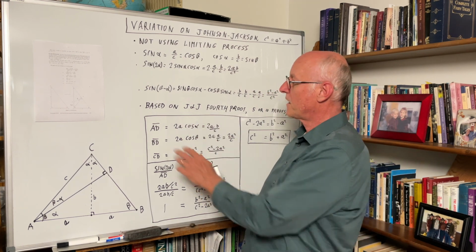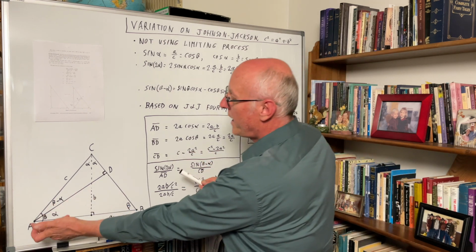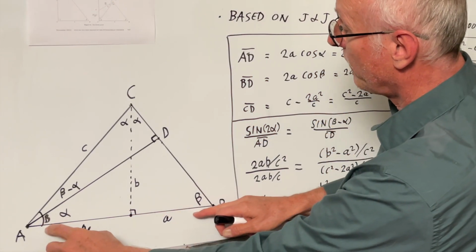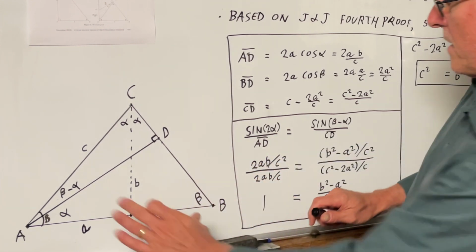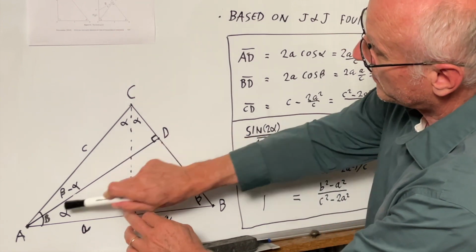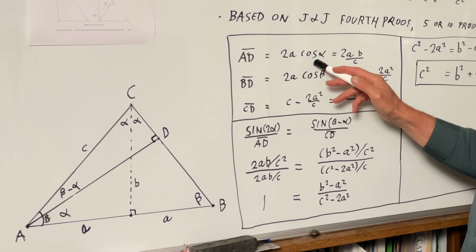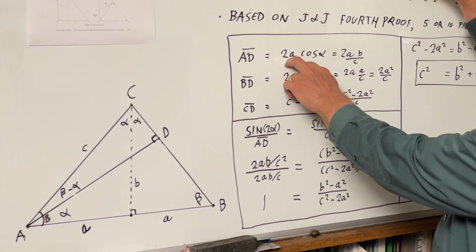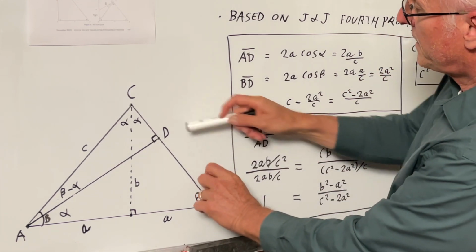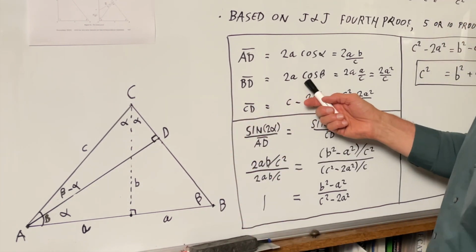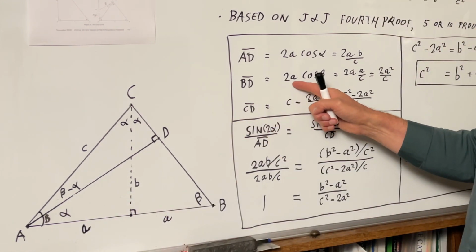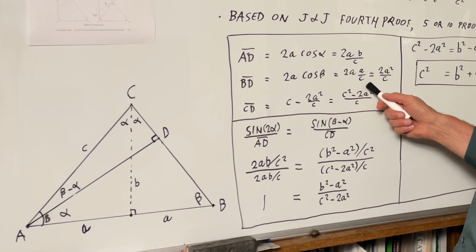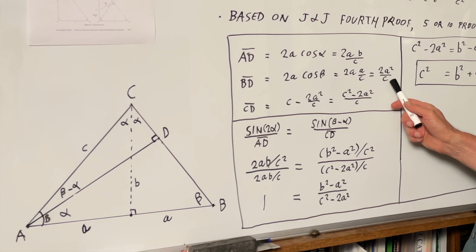And now let's go on. So we need to find out what AD is, this distance. And that's simply 2a times cosine alpha. Okay, so here's angle alpha, and so the cosine would be adjacent, so that's why it's 2a cosine alpha. And so in ratio form it's 2ab over c, right? 2a and cosine alpha is b over c. And BD, that's this distance here, well, that's 2a cosine beta. And so it's 2a times a over c, which is your cosine beta. So it's 2a squared over c.